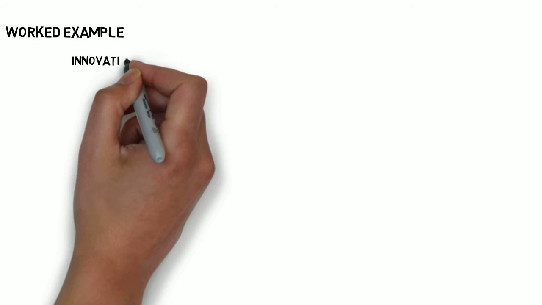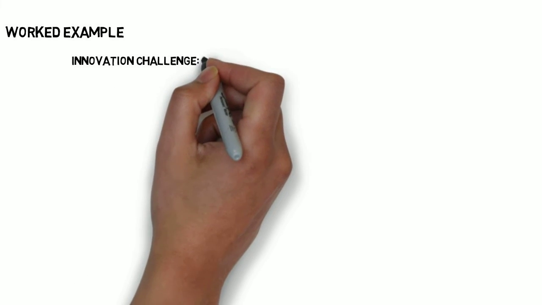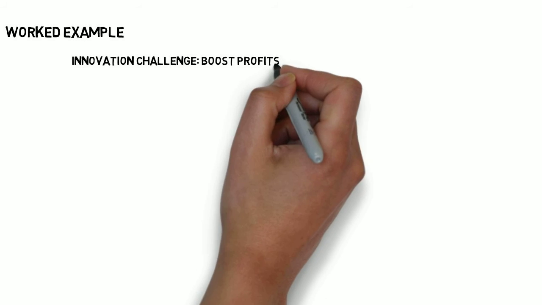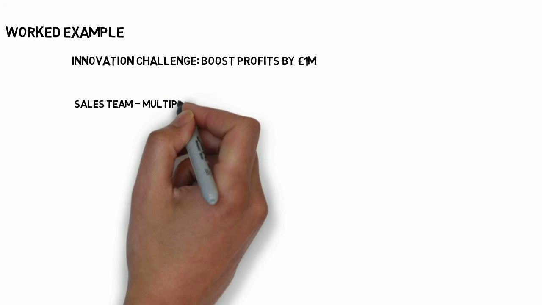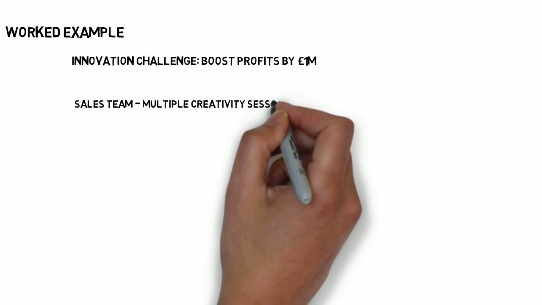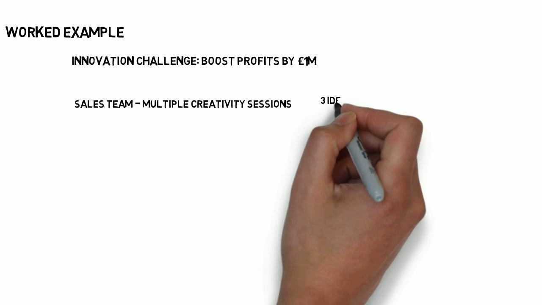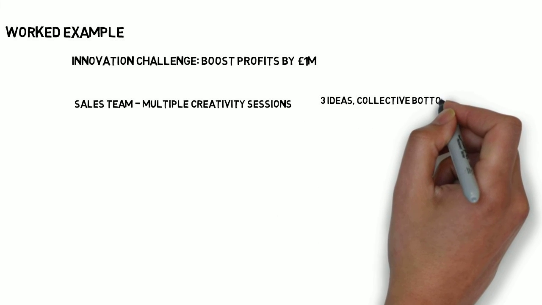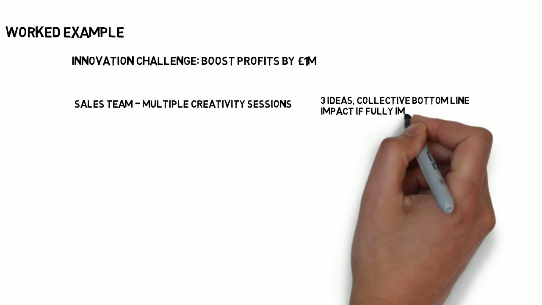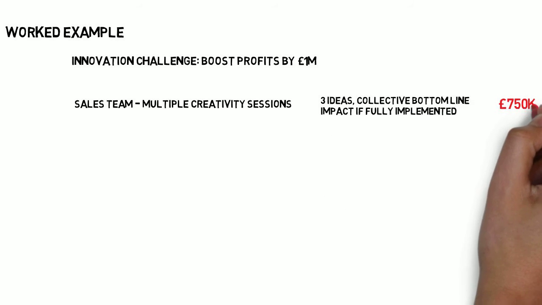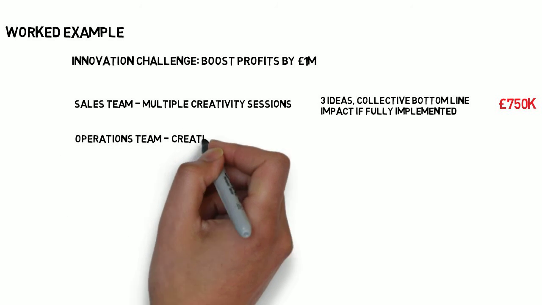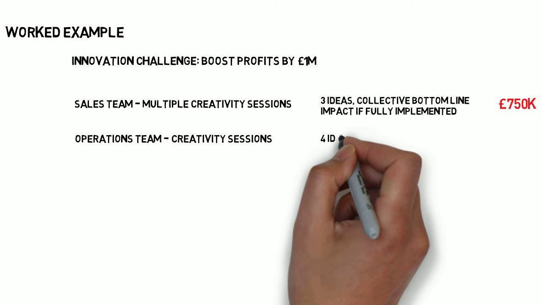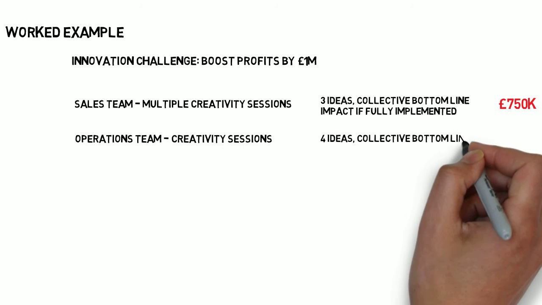Now, let me give you a worked example of this. If you imagine an organisation in which the innovation challenge was to boost bottom line performance, the profits of the organisation, by £1 million. That was then split up into the sales team and the operations team, and the sales team, through multiple creativity sessions, generated 3 cracking creative ideas, both novel and useful, that if implemented would give you a bottom line impact of 750k. The operations team, completely separately, ran a series of creativity sessions, and they generated 4 ideas, which if collectively totally implemented would give you a 500k benefit on the bottom line.